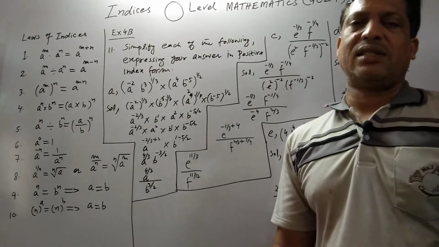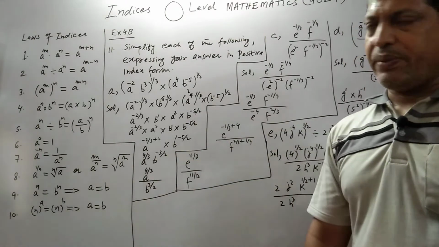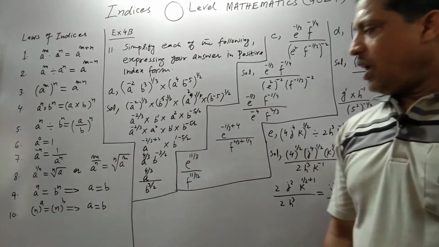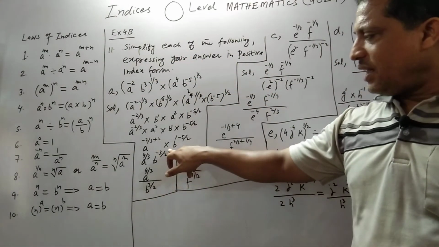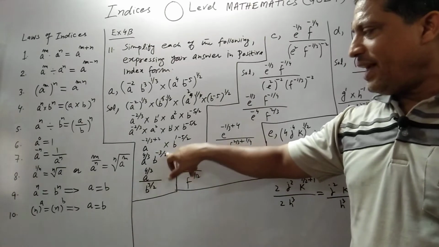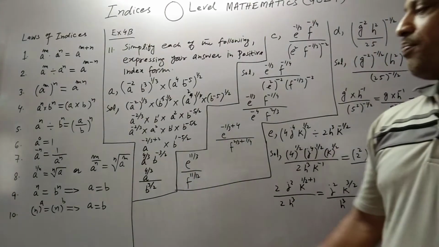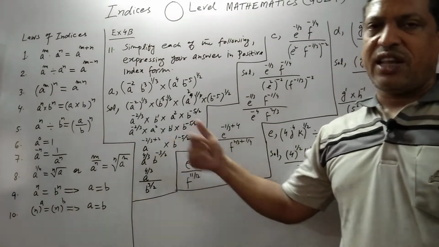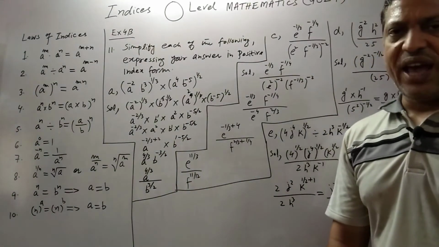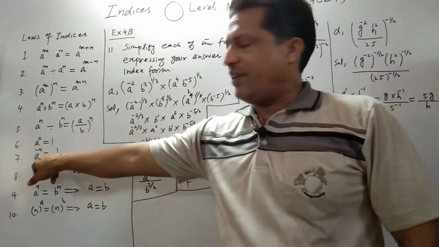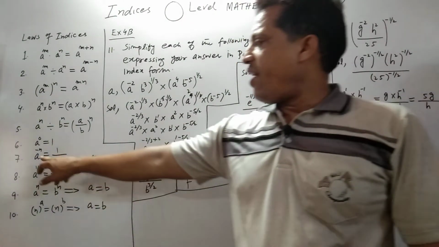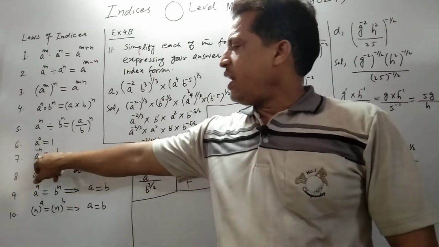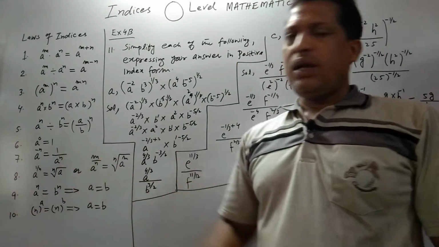But this is not the last step, and this is not our answer, because the requirement is to give your answer in positive index form. In this position, this b is in a negative index. So we must convert b to the power -3/2 to b to the power 3/2. Which law do we have to use? Obviously law number 7. This law says if we have a negative power, we can convert it into a positive power by moving it from numerator to denominator.